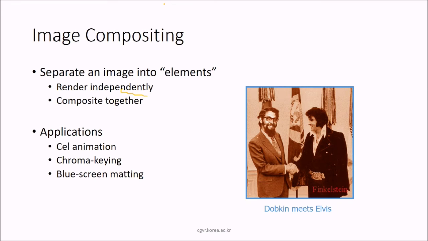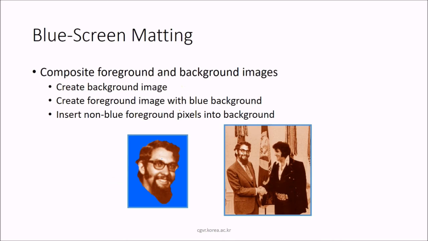This is compositing. The applications are cell animation, chroma keying, blue screen matting, right? This is blue screen matting. We composite foreground and background images. You can create the background image. You can create the foreground image with the blue background. You can insert a non-blue foreground pixel into the background.